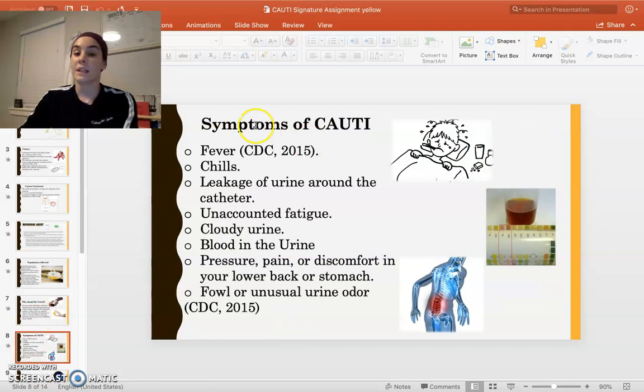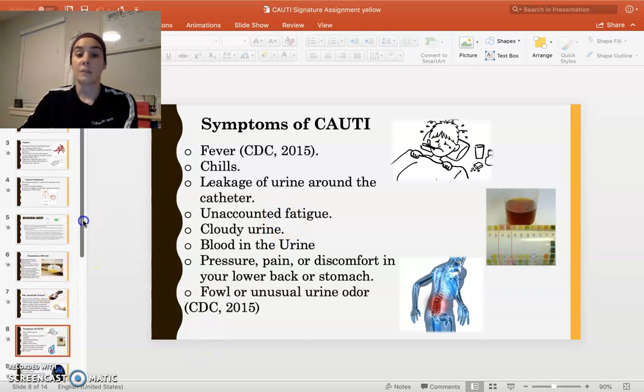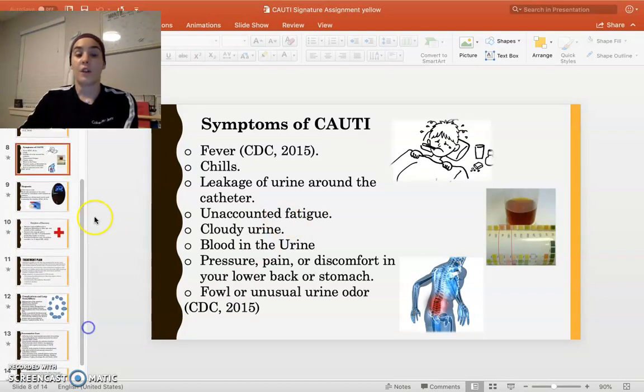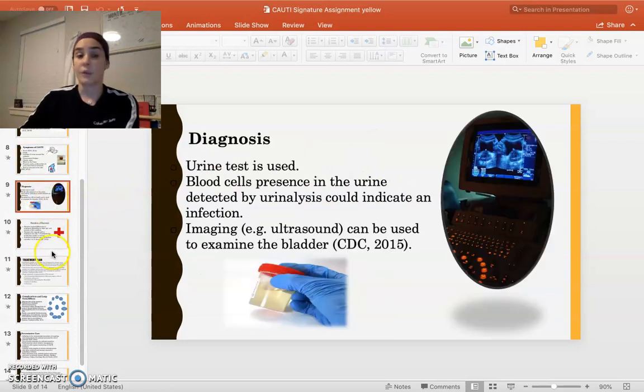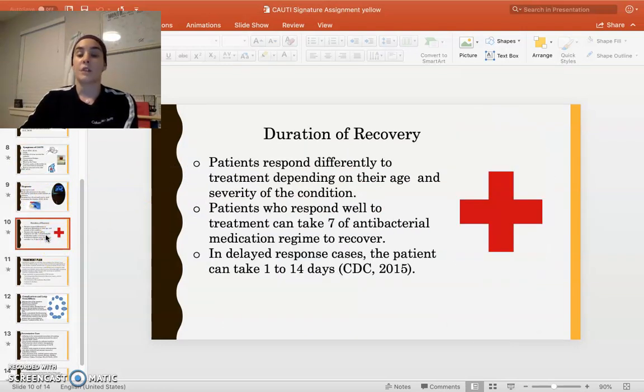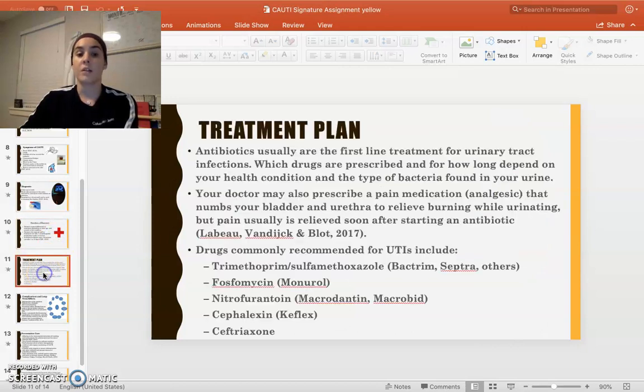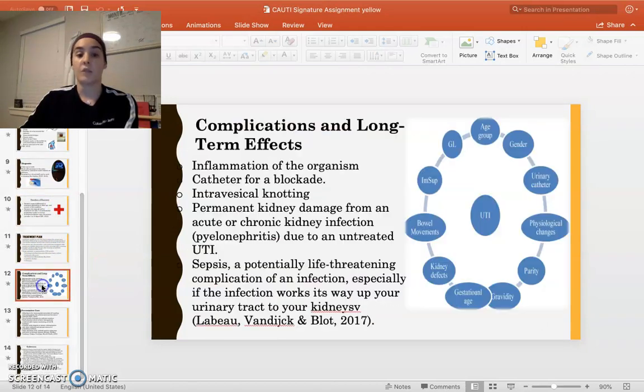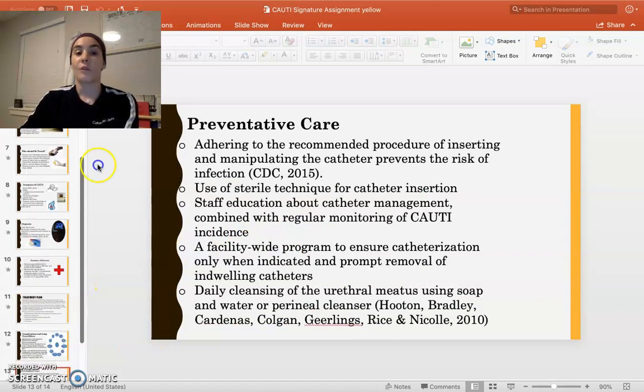So for this slide, I will leave the presentation to my lab partner, Karina. She will review the symptoms of the urinary tract infections caused by catheters. She will review the diagnosis. She will also review the duration of recovery for patients, the treatment plan, and she will also review the complications and long-term effects of the urinary tract infections caused by catheters as well. Well, thank you.